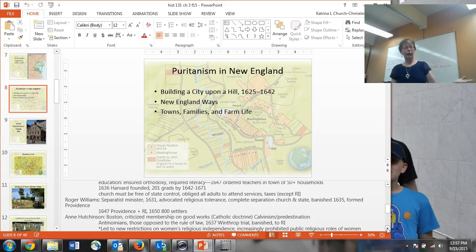You had Anne Hutchinson in Boston, who criticized that membership was based on good works, because that was more like a Catholic doctrine. And, you know, Catholics are not part of the religious toleration, and they're not Puritan, for sure. And so they didn't all get along in New England. So Anne Hutchinson was also exiled, and she went to Providence, which became Rhode Island, where Roger Williams had gone. Her followers were called Antinomians, because they were following her.